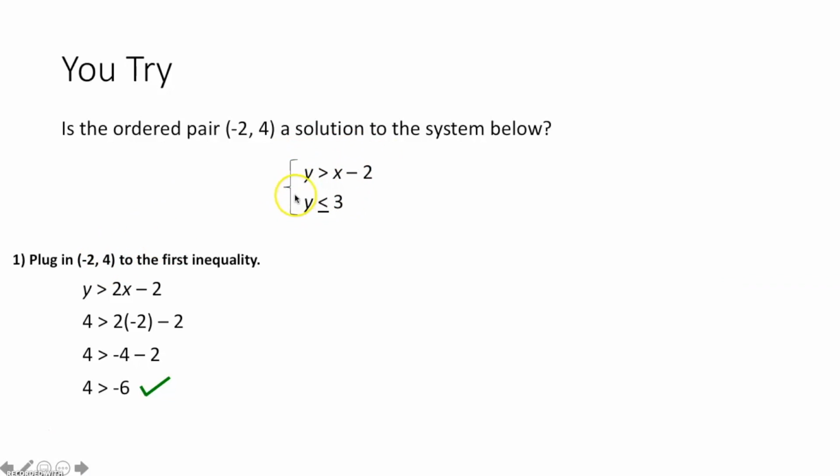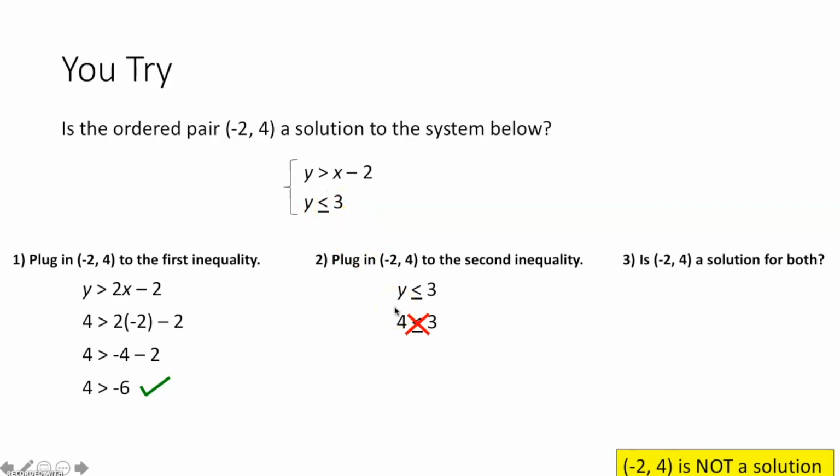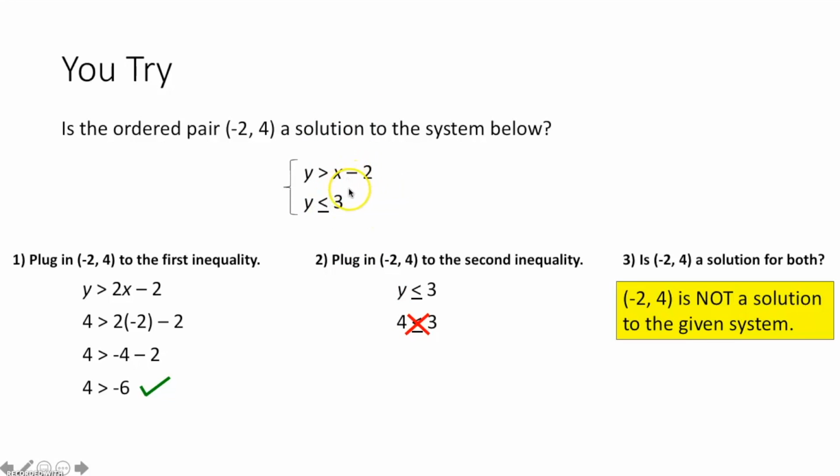But is it a solution to the second inequality as well? Well, we need to take this point and plug it into the second inequality. There is no x, so I don't plug in -2 anywhere. I just plug in 4, because that's the y value. So I take 4, plug it in for y, and then I ask myself, is this inequality true? Is 4 less than or equal to 3? No, it is not. Because this point is not a solution to this inequality, you cannot consider it a solution to the system of inequalities. So -2, 4 would not be a solution to the given system. It is a solution to the first inequality, just not both inequalities.